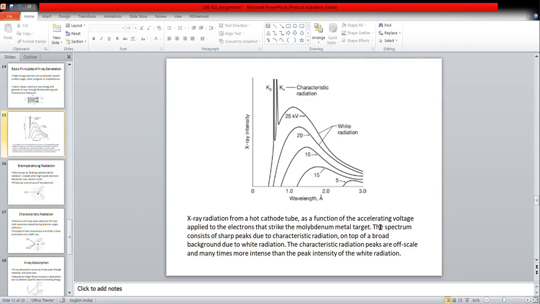Now, the spectrum consists of sharp peaks in characteristic radiation. These terms K alpha and K beta will be introduced shortly. Also, one more thing we can see is that characteristic radiation is way more intense than white radiation, since the intensity corresponding to these peaks is more than the intensity corresponding to this continuous spectrum.